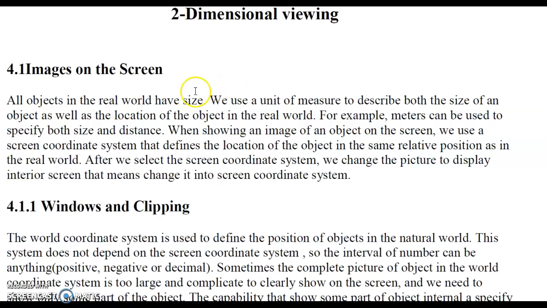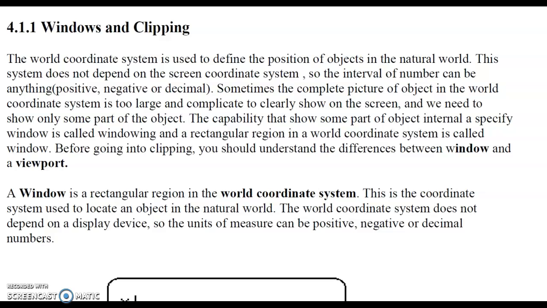All the objects in the real world have some sizes, but that size will not be exactly perfect when we project it in the computer. So this transformation of the real object into the screen coordinate system is known as viewing transformation. Okay, so next is windows and clipping. What are window and viewport? We have to understand what window and viewport are.